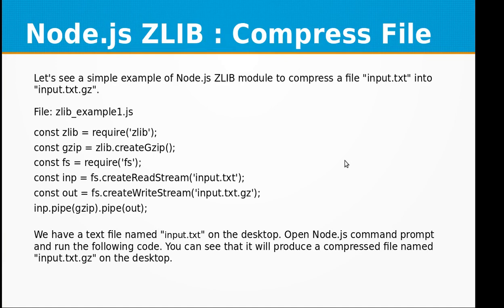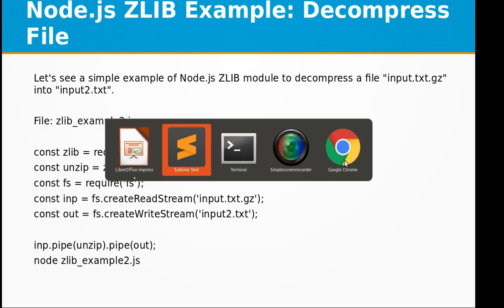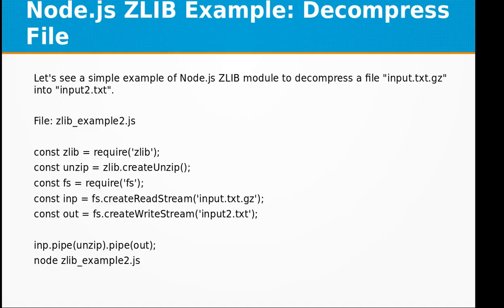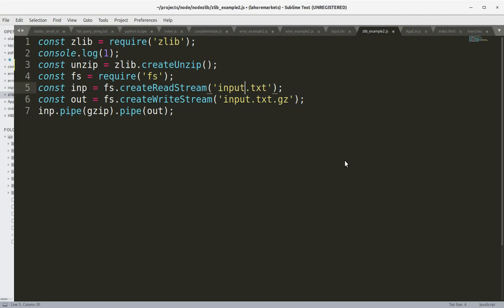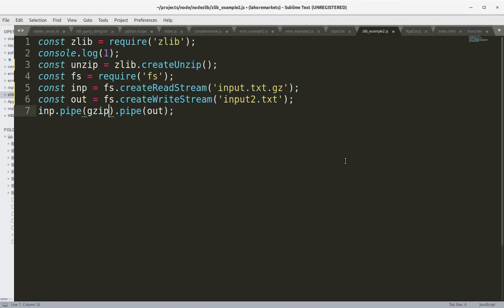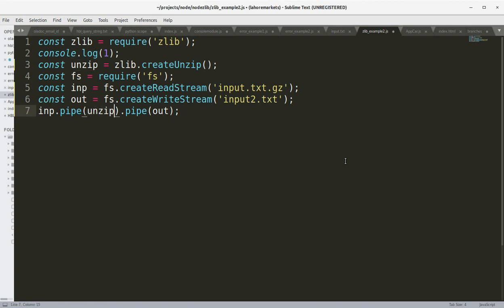Okay. Now let's see an example of Node.js to decompress a file input.txt.gz into input2.txt. This is the same file that we have just created a zip for. So I can create example 2 here, and in this example we just need to use createUnzip. Here, input will be the zip file and output will be the input2.txt file. Then inp.pipe(unzip).pipe(out). So input will be the compressed file, it will be unzipped by the zlib module and piped out.